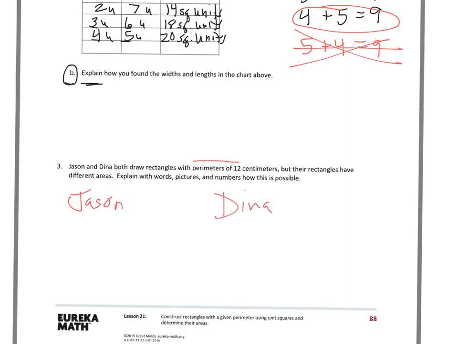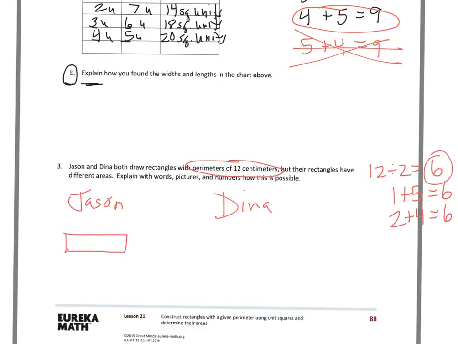And the first thing I need to know is the perimeter of 12. So to find some different length and widths, I'm going to break it in half to get 6, and then find some addition problems that will get me 6. 1 plus 5, and then I'll do 2 plus 4. So Jason is going to draw a 1 by 5, and Dina is going to draw a 2 by 4.